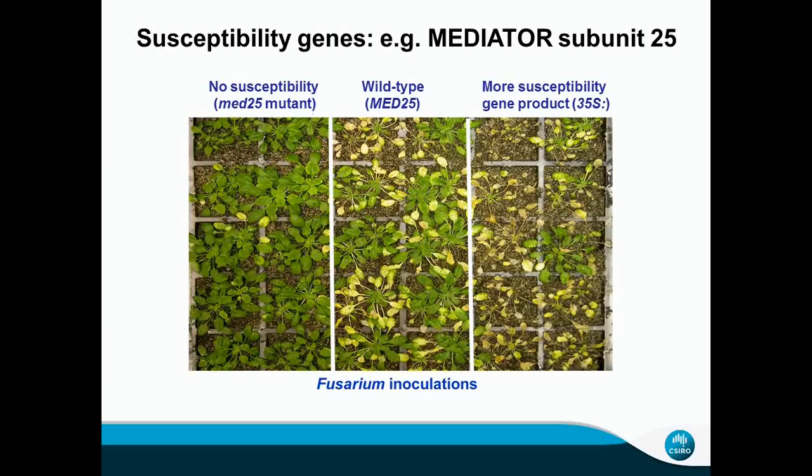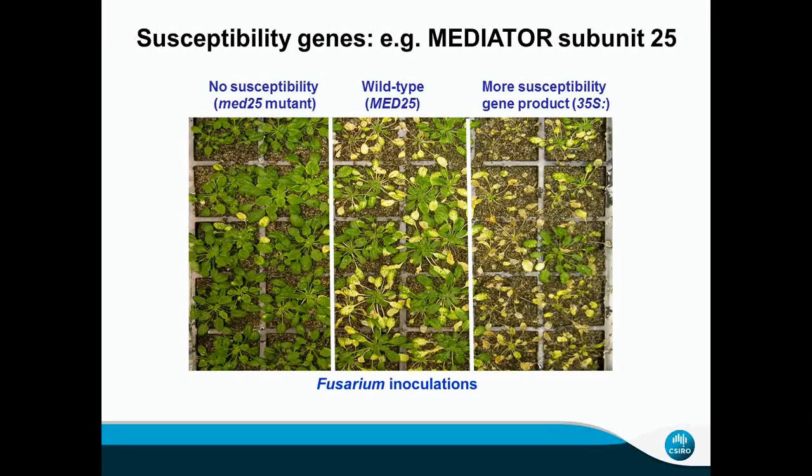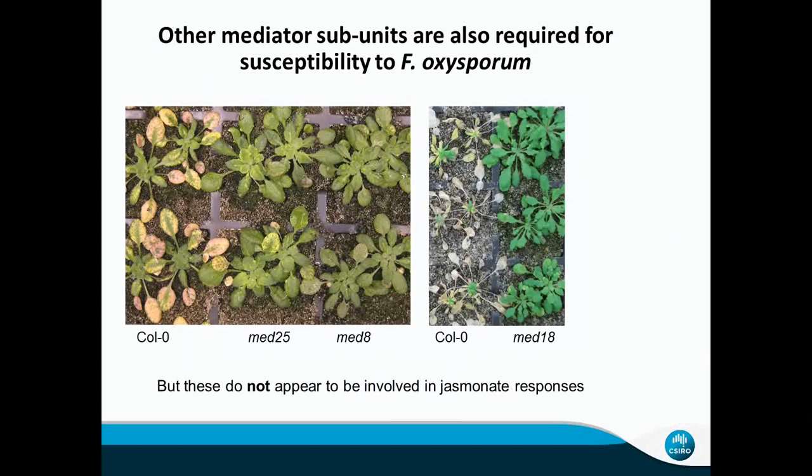If you have a mutation in this gene here, you get increased resistance, whereas if you overexpress this gene, you get increased susceptibility. This is one of the important mediators of the jasmonate signaling pathway. It provides susceptibility again, so we seem to be getting a lot of susceptibility genes. We have studied other mediator subunits. They seem to be also associated with disease, but without actually affecting the jasmonate pathway. So there are different mechanisms of susceptibility that the plant has.